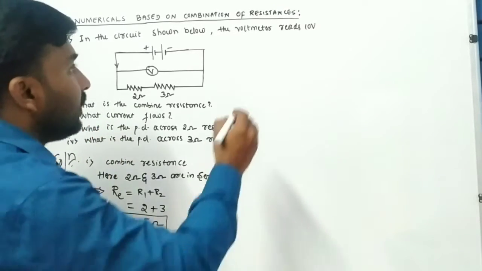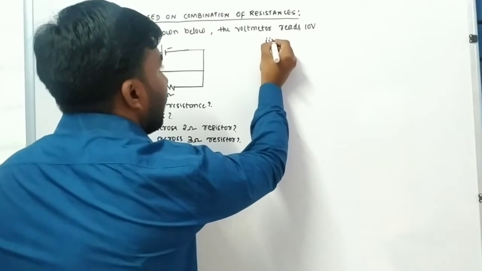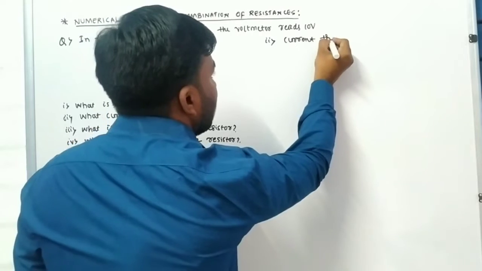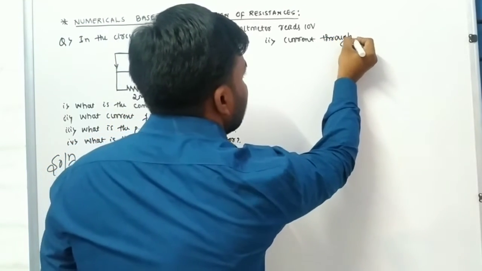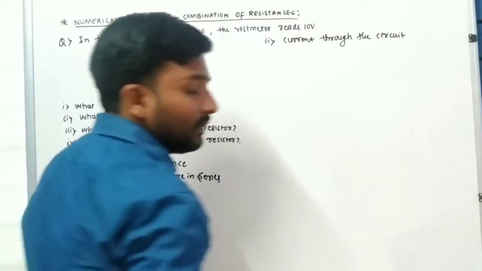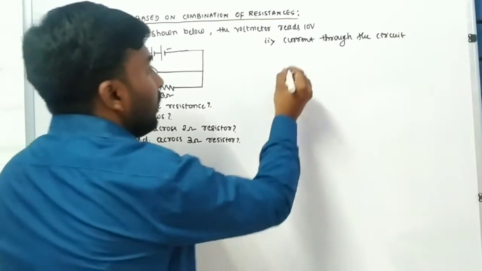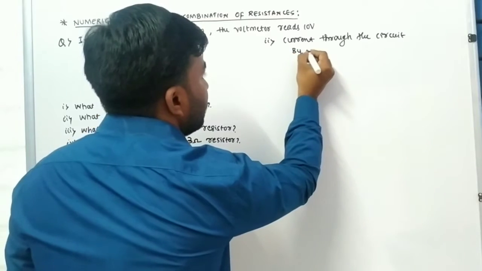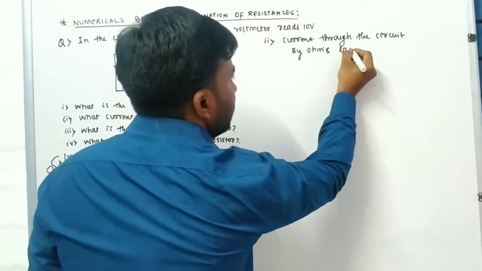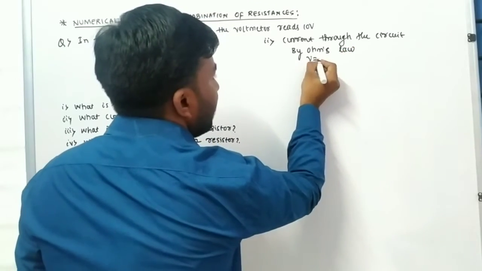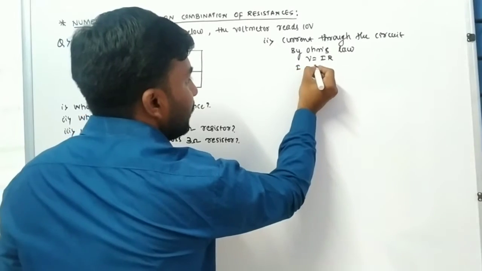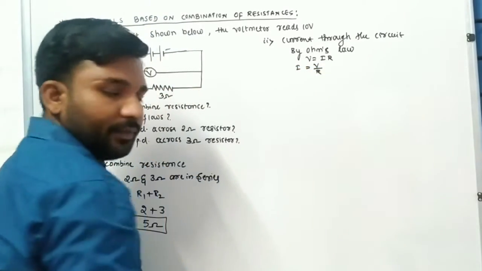So, current through the circuit, by Ohm's law. By Ohm's law, V is equal to I into R. Therefore, I is equal to V divided by R.